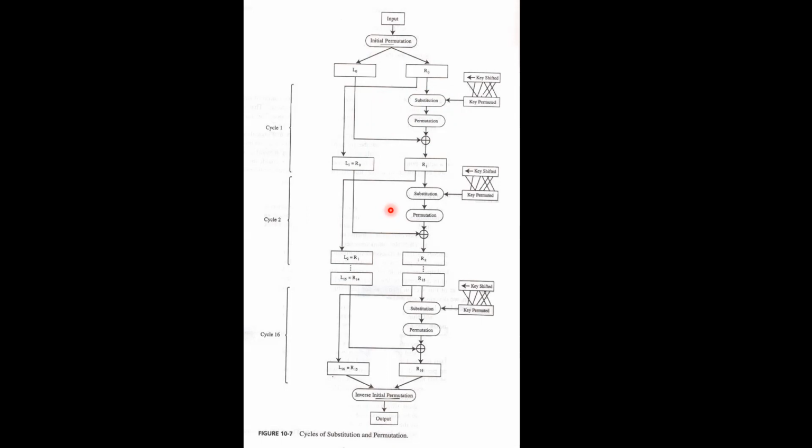So the subkeys will be used in the reverse order, and we perform the decryption in each round. And after the 16th round, we combine the two halves of 32 bits each. We perform a final permutation, which is again the inverse of the initial permutation, and we get the plain text back. So decryption is very much similar to encryption. The only difference is that the subkeys are used in the opposite order.